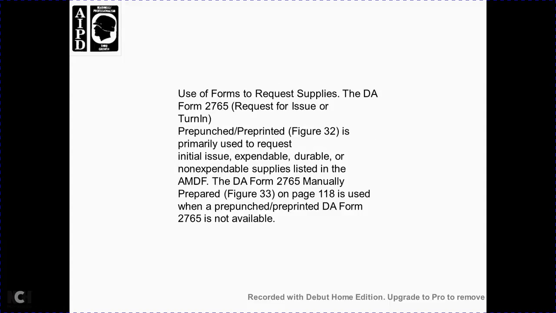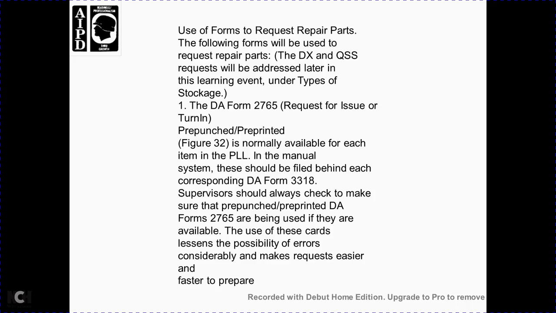Use the form request, the DA Form 2765, with the request for issue and turn-in, and pre-punch the preprinted one, which is the primary for the request of the initial issue with expendable, durable, to non-expendable supplies listed in the AMDF, the Army Master Data File. The DA Form 2765, manually prepared, is shown in figure 33 on page 118. The issue with the pre-punch printed DA Form 2765, the non-available. DA Form 2765, request for issue and turn-in, pre-punch preprinted.